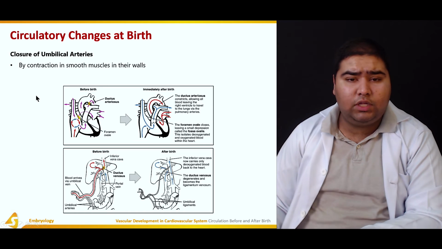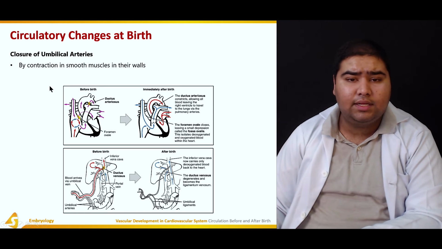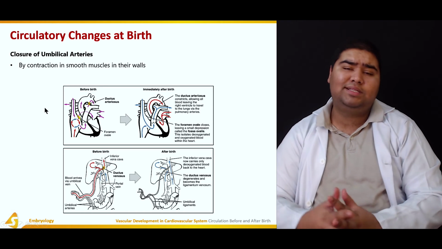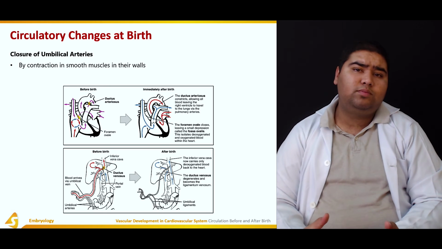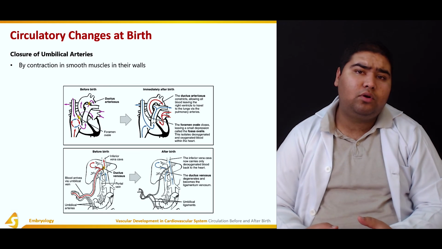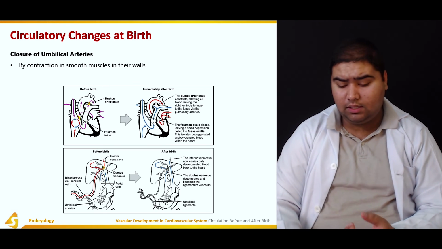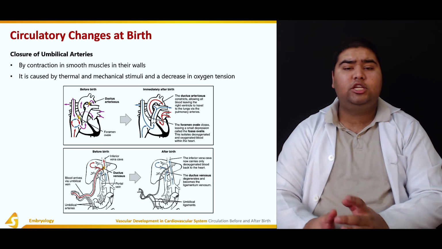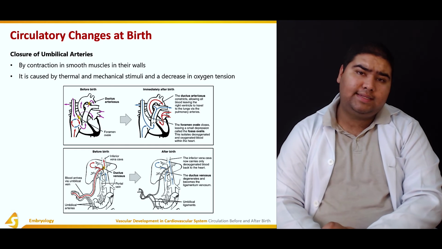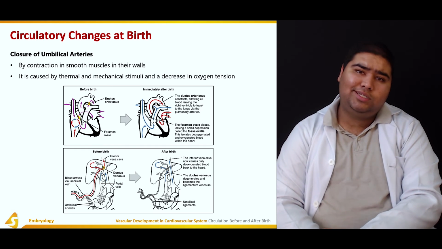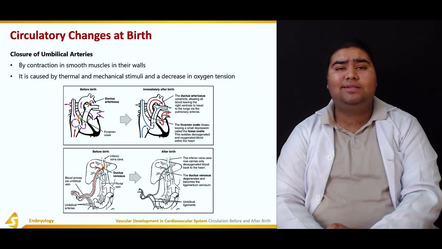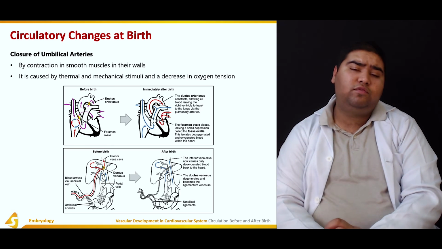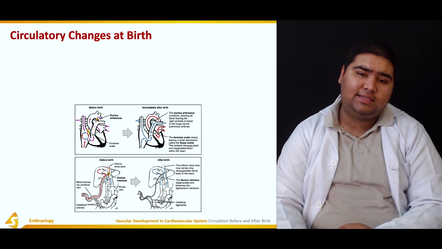Now, the closure of umbilical arteries. By contraction of smooth muscles in their walls, the umbilical arteries undergo closure. The smooth muscles are very capable, they undergo contraction. As a result, they close the vessels. It is caused by thermal and mechanical stimuli and a decrease in oxygen tension. So decrease in oxygen tension is a basic factor that is responsible for occlusion of these vessels that fast.